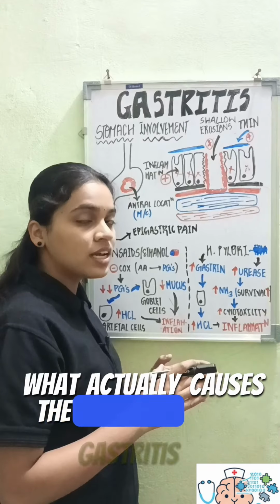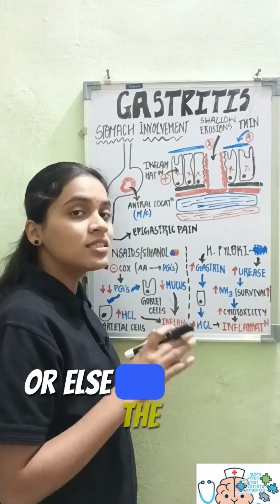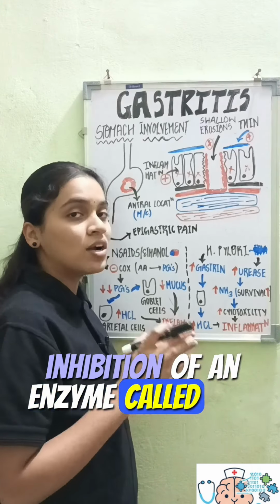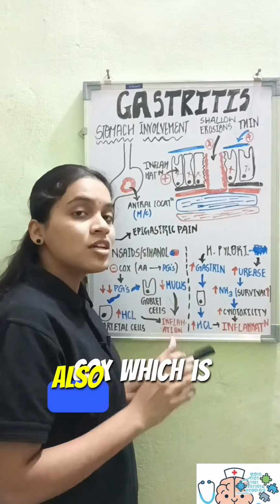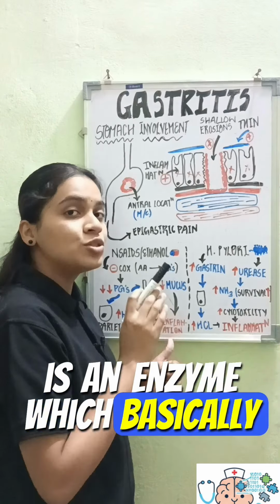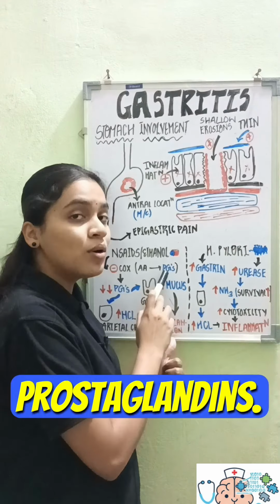What actually causes gastritis is the chronic use of NSAID drugs or else alcohol abuse. This basically leads to an inhibition of an enzyme called COX, which is also called cyclooxygenase. Cyclooxygenase is an enzyme which basically converts the arachidonic acid present in the plasma membrane into prostaglandin.